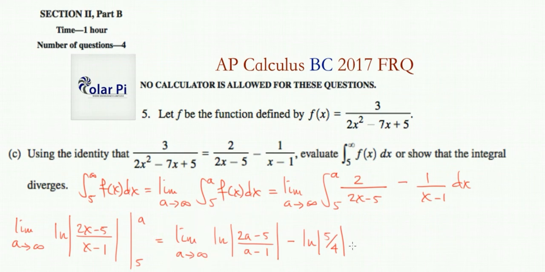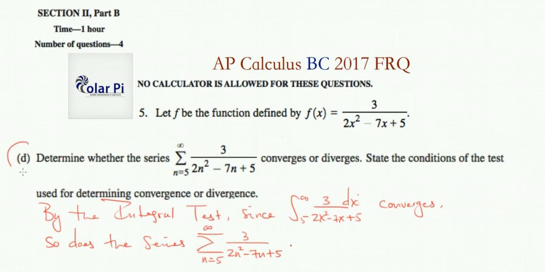So our final answer is going to say ln of 2 minus ln of 5 over 4, but using the quotient rule one more time, we can write that as ln of 2 divided by 5 over 4, and therefore it's ln of 8 over 5. Okay, so ln of 8 over 5. Since we are able to evaluate the integral, it does not diverge.